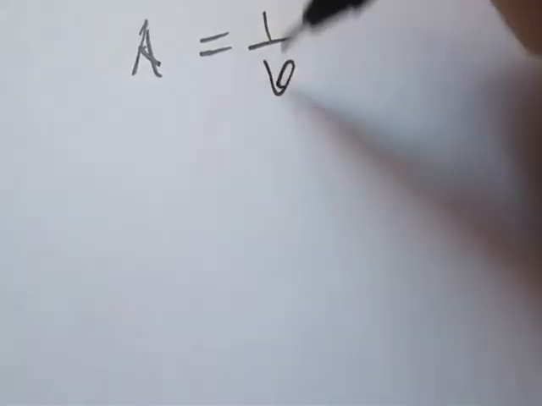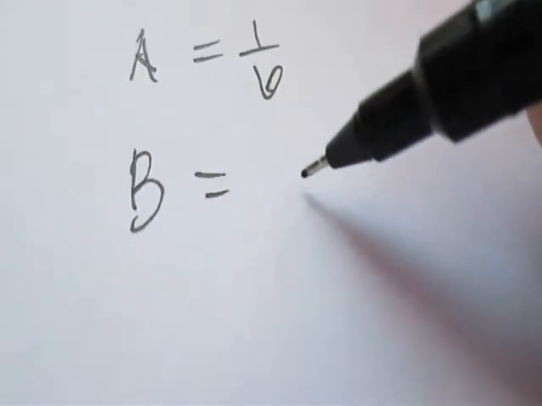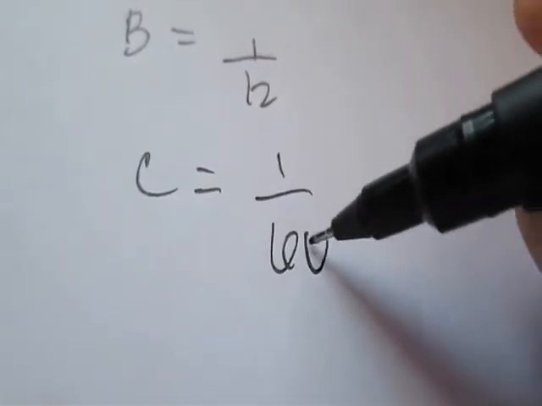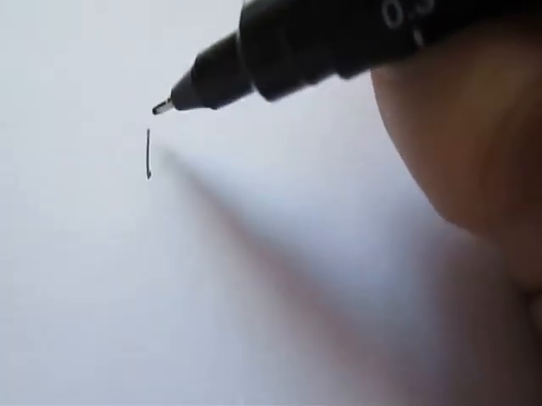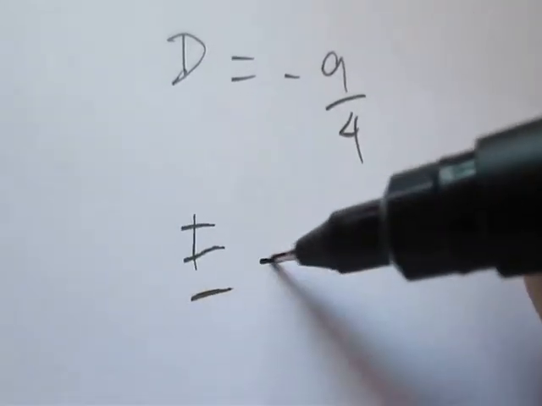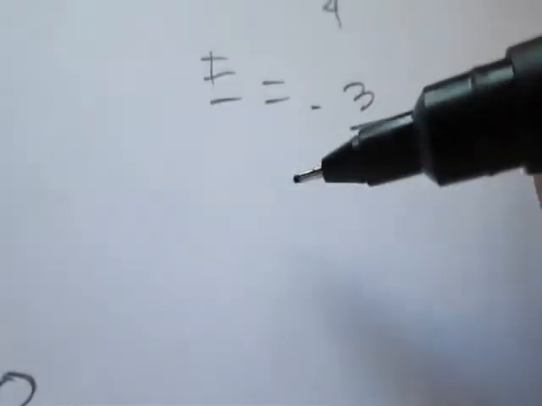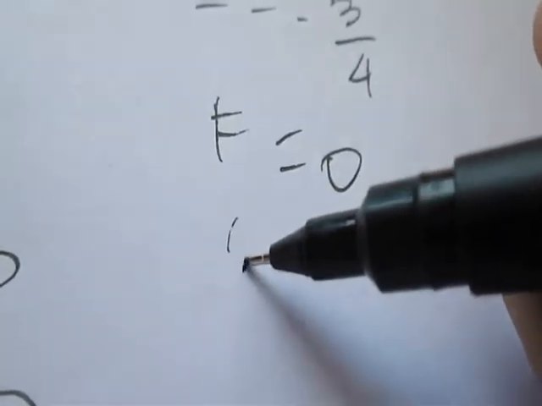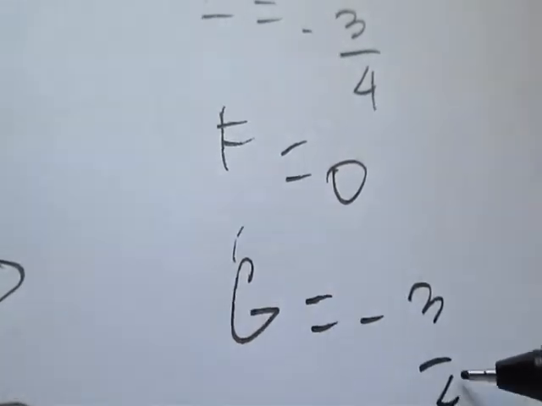So summarizing the values that we get, we have a is equal to 1/6, b is equal to 1 over 12, c is equal to 1 over 60, d is equal to negative 9 over 4, e is equal to negative 3/4, f is equal to 0, and g is equal to negative 3/4.